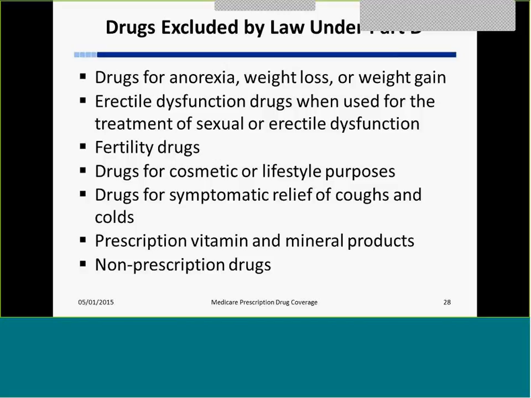Drugs excluded by law under Medicare. Okay? Anorexia, weight loss, weight gain, ED drugs. Get this question. Believe it or not, in 2006, when Part D first became effective, Viagra type drugs were covered, lasted for 1 year. They took them out. See the rest of them up there.